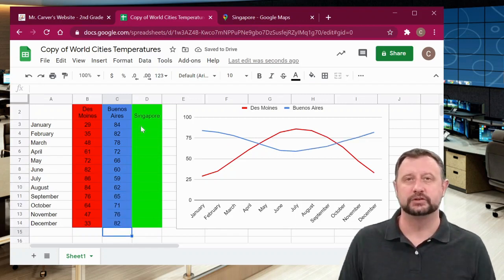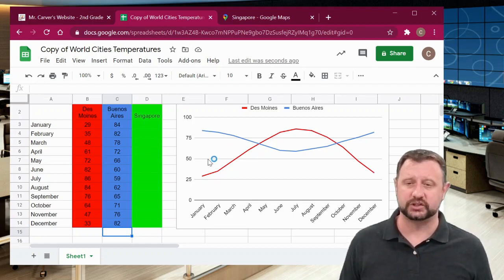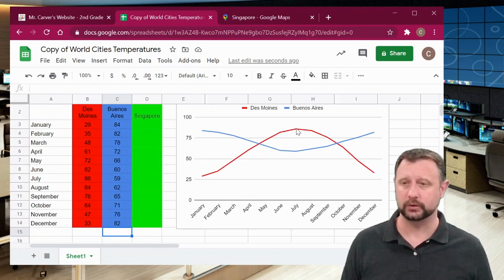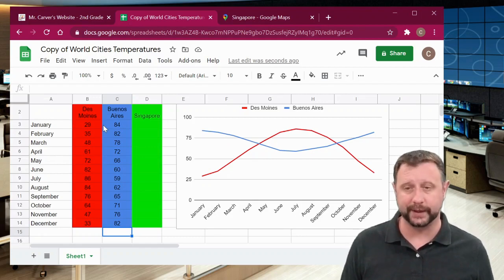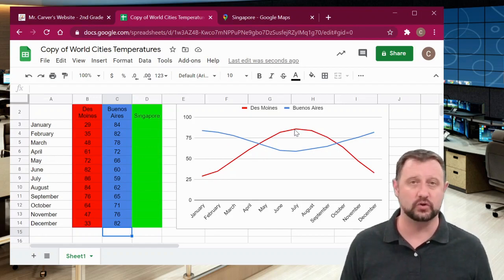Now, I just put in 2 cities. Des Moines, and that's the one that we're probably used to, shows up in red. We have cold winters and we have hot summers. And that seems pretty normal. That's kind of what we're used to. So in January, it's going to be our coldest month at 29 degrees on a normal day. And it'll be our hottest in August and July. July looks like it's got an 86. That's a normal day in July.